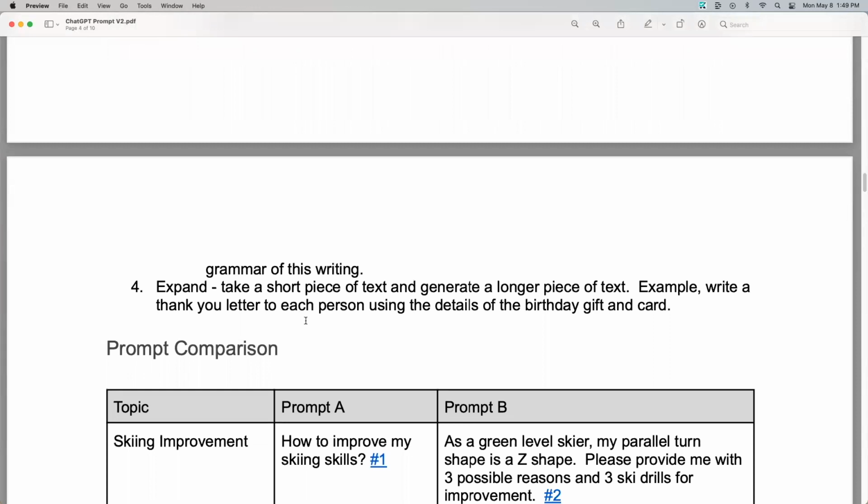Lastly is expand. This is one of the major features that marketing and ad sales teams, ad campaign teams are using a lot. It's taking a shorter piece of text and generating a larger piece of text. For example, you can write a thank you letter to each person using the details of the birthday gift and the card they sent to you and their names. ChatGPT will be able to write a personal thank you letter to that particular person based on the gift, and the card from that person.